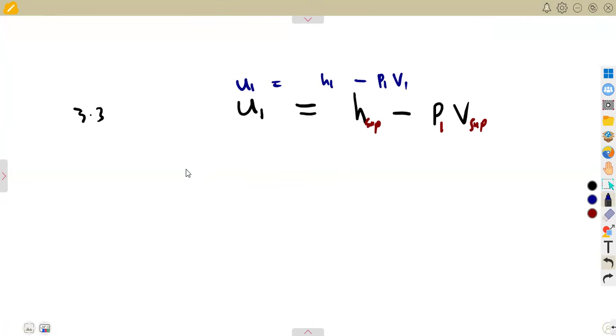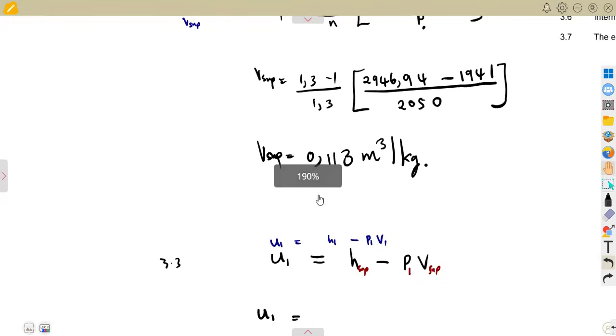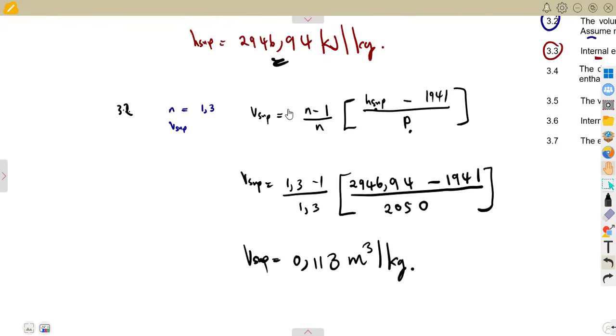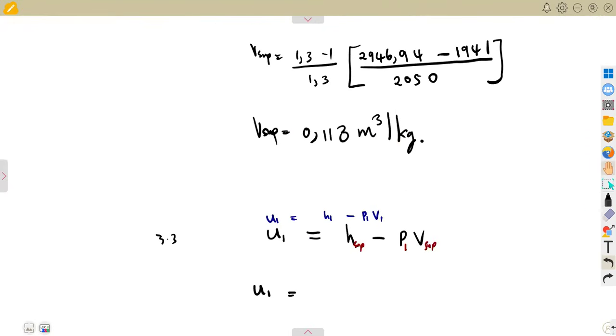What is V1 representing? That is the most important thing. All right, so that's it. So the internal energy U1 is going to be H1, which is H soup, because we're talking about the superheated steam. So we're going to use H soup. Our H soup there, remember we calculated 2,946 and so on. So you're just going to substitute them.